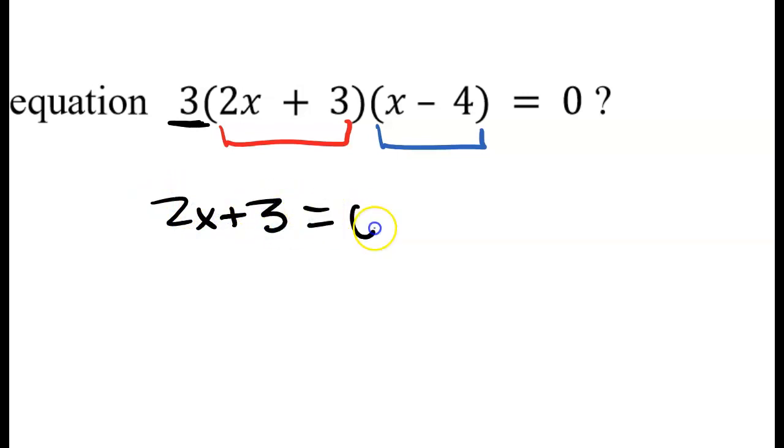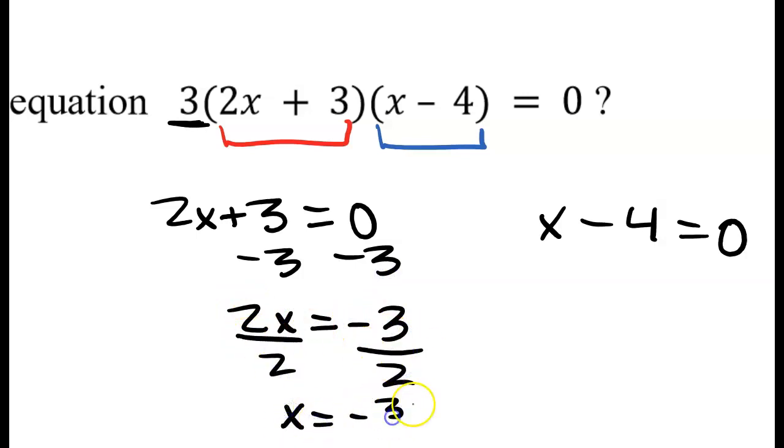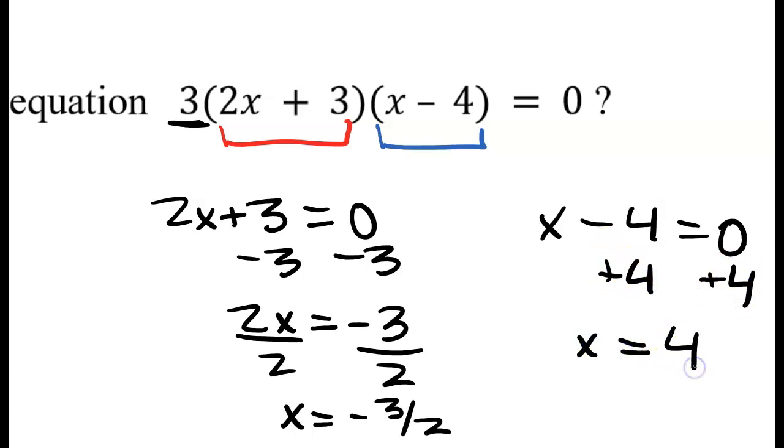2x plus 3 needs to be set equal to 0, and x minus 4 needs to be set equal to 0. All right, both of those have x's, both of those can be solved, so that's why we need to set them equal to 0 to do so. So let's go ahead, we're going to subtract 3 from both sides. For the first equation, 2x equals negative 3. Divide both sides by 2. You get x equals negative 3/2. That's one of my answers. My other one, if you add 4 to both sides, you get x equals positive 4. All right, so those are my 2 answers.